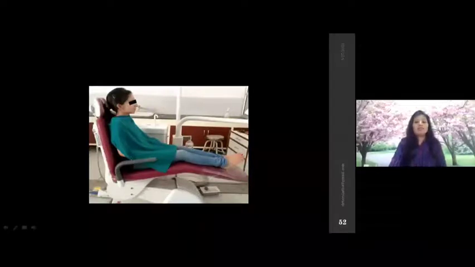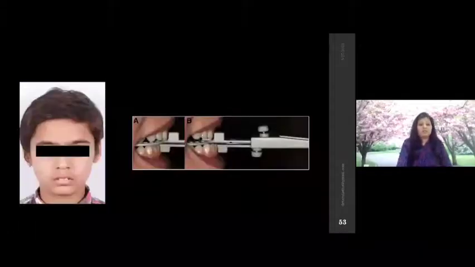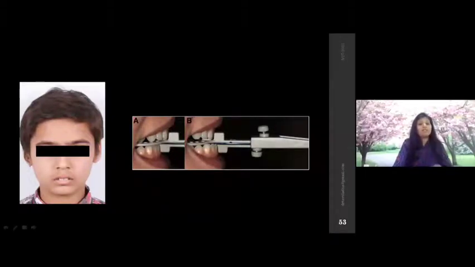After that, you are going to check for the freeway space. So how do I check the freeway space? First, I'm going to take two triangular tapes and stick one at the tip of the nose and the other at the tip of the most prominent part of my chin. And after that, I'll mark two pen marks, that is two dots here, using your marker pen.